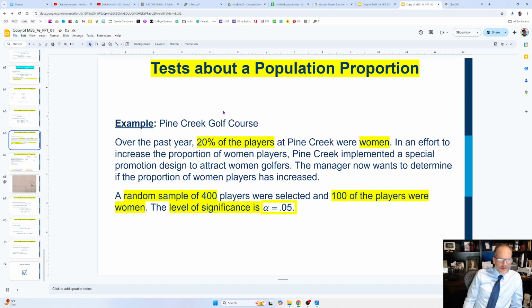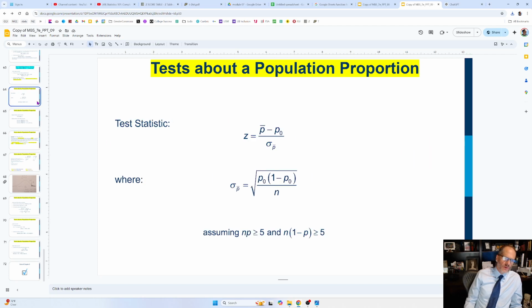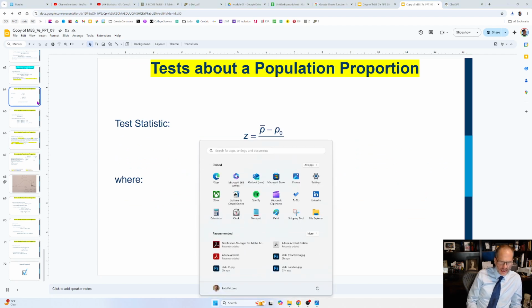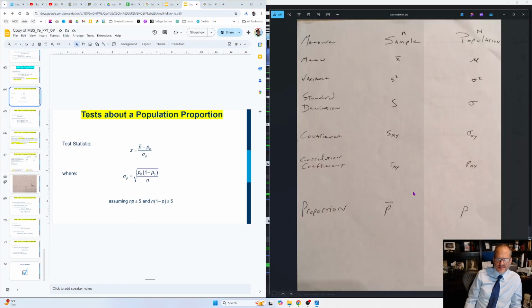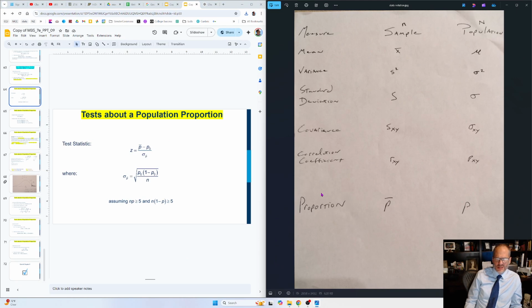All right, now the last thing we're going to look at in this module is doing tests about a population proportion, and we're going to do this example right here. To do this example, we've got a couple of new formulas we're going to work with, which are right here. And to understand these formulas, we need to see some new notation, which I put onto our little diagram.